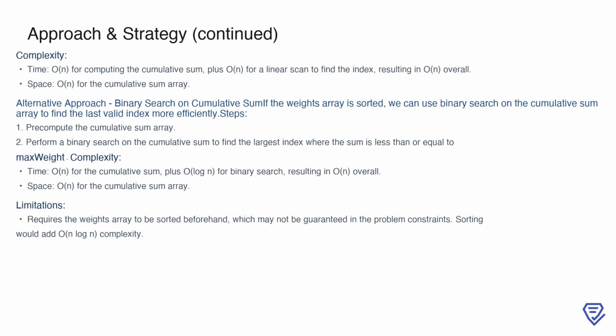Once this array is built, we can iterate through it to find the last index where the sum remains within the allowed capacity. Alternatively, if the weights are sorted, we can further optimize by applying binary search on the cumulative sum array. This allows us to efficiently locate the largest index where the total weight does not exceed the elevator's limit. However, this binary search requires the weights to be sorted beforehand, which adds an extra pre-processing step and a time complexity of n log n for sorting. While helpful in specific scenarios, this approach introduces additional space and pre-processing requirements, which may not always be ideal.